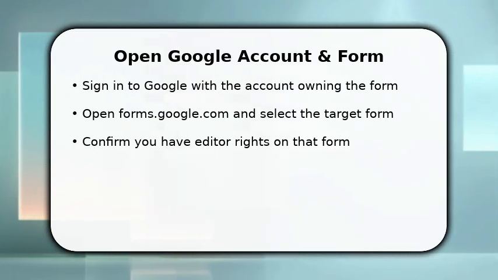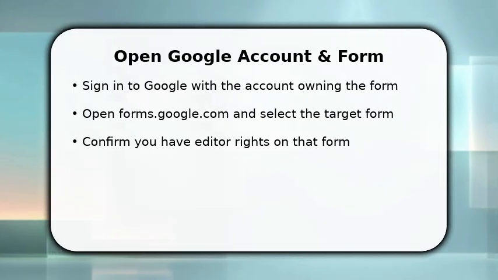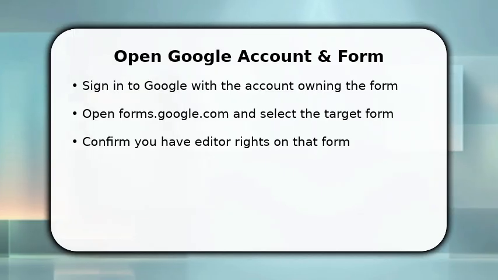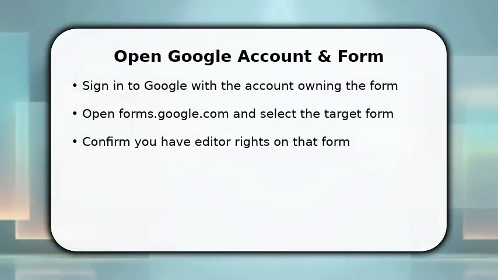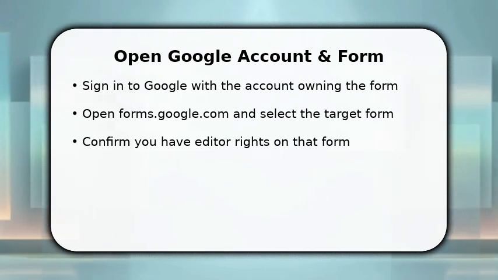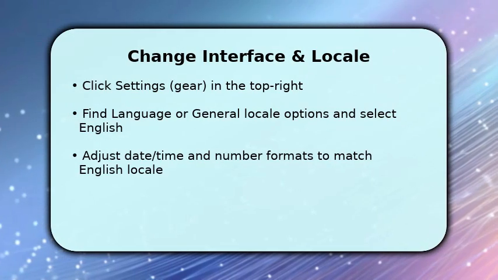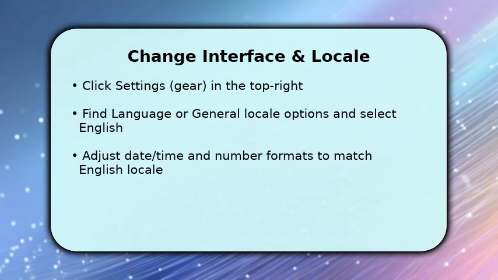Once you confirm editing rights, proceed directly to Form Settings so you can alter the interface language and any locale-dependent options without interruption. Now, open the Settings gear in the top right of the form editor. In Settings, locate the Language or Locale section. Change it to English. This updates labels and locale-specific formats.